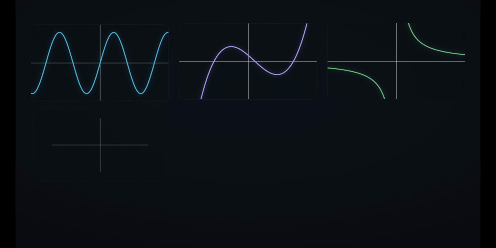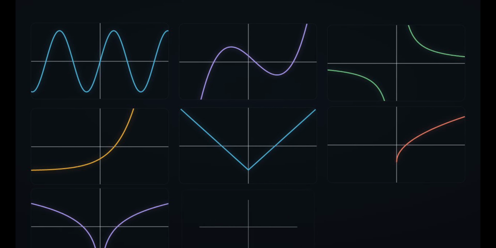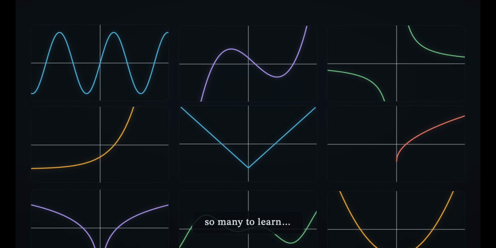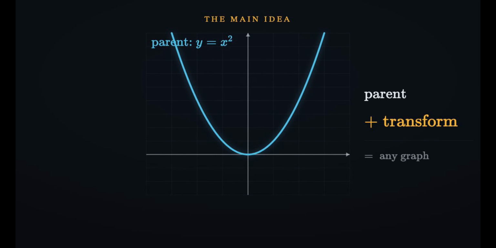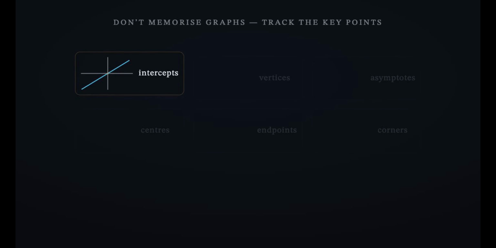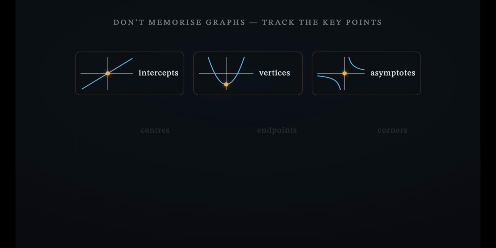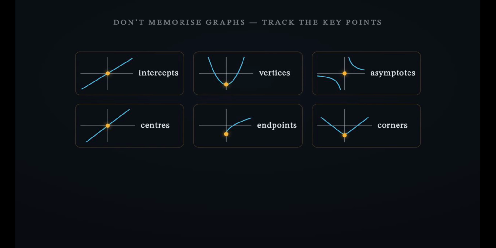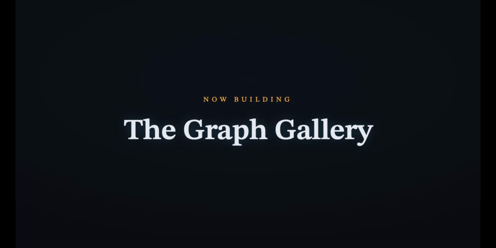Now with all the theory done, let's look at some functions. In Maths Advanced, you see a lot of complex functions and it feels like you could never learn all of them. But here is the main idea. Once you know the basic parent graph, most graphing questions are just transformations. Let's go through every type of function in the advanced syllabus and how to transform them. So instead of memorizing hundreds of separate graphs, track important points, intercepts, vertices, asymptotes, centers, endpoints, corners, and how they move with transformations. Now let's build the graph gallery.